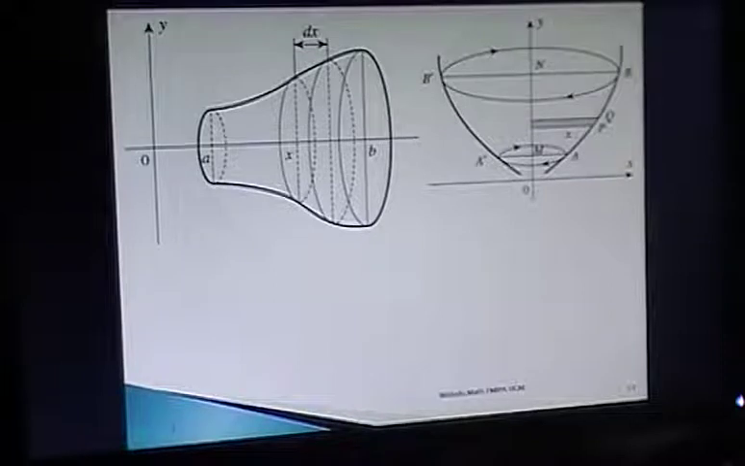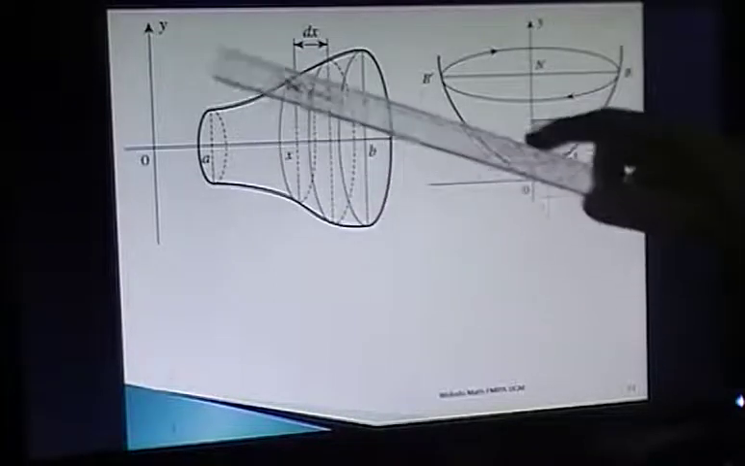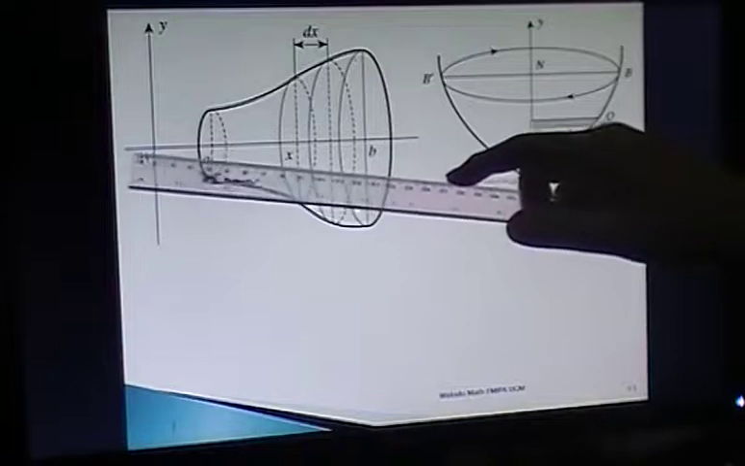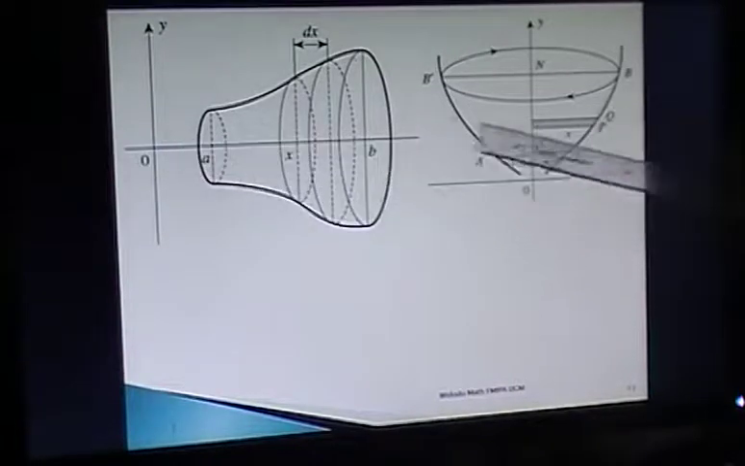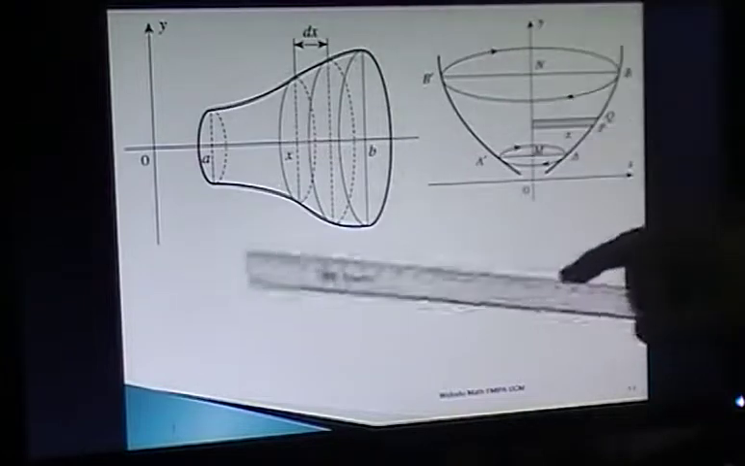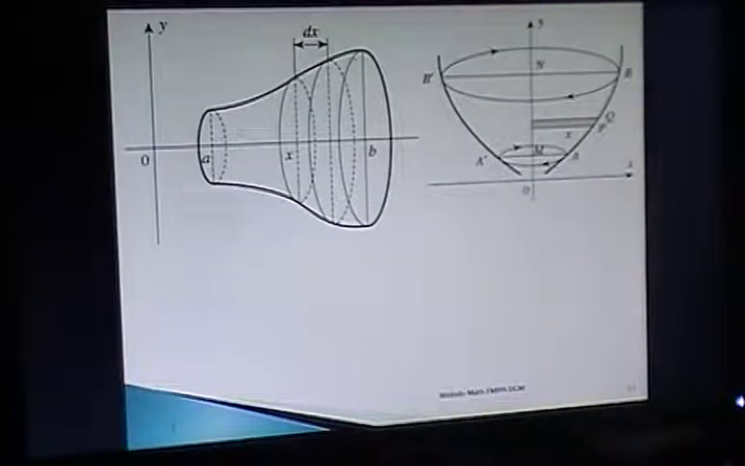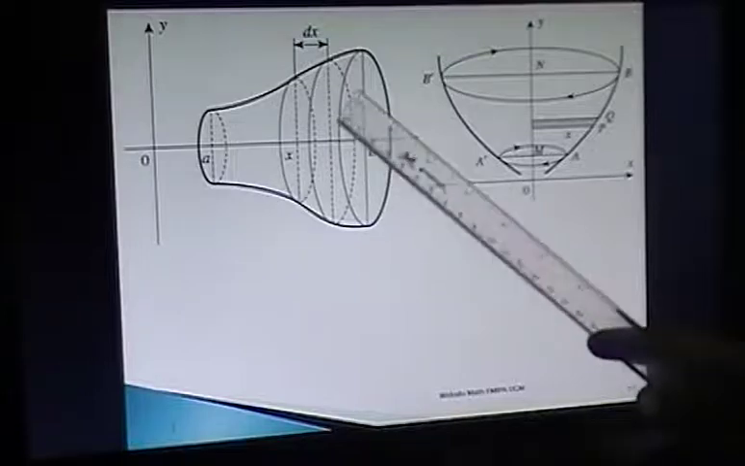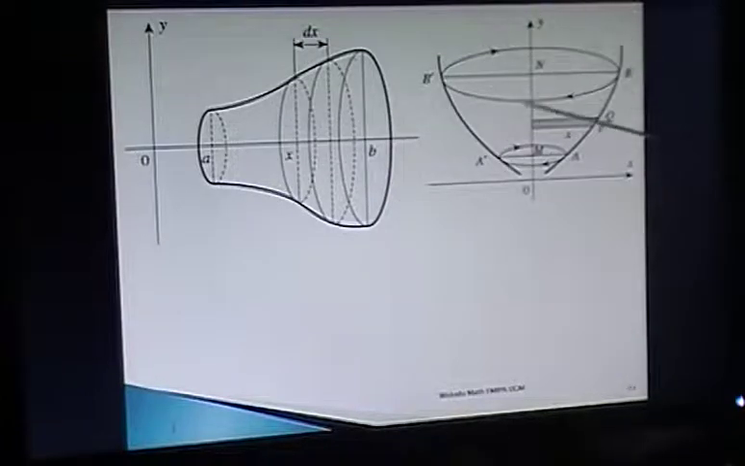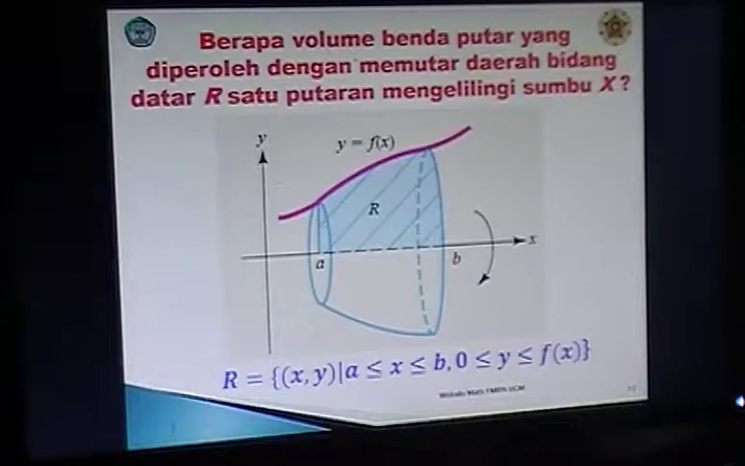In mathematics, we always use the symbol something like this. The horizontal line is called the x-axis, and the vertical line is called the y-axis. And if we have the area, and then we rotate one round surrounding, for instance, maybe the y-axis, then we get the solid revolution like in the right side picture. So let us start to discuss how to find the formula of the volume of solid revolution.